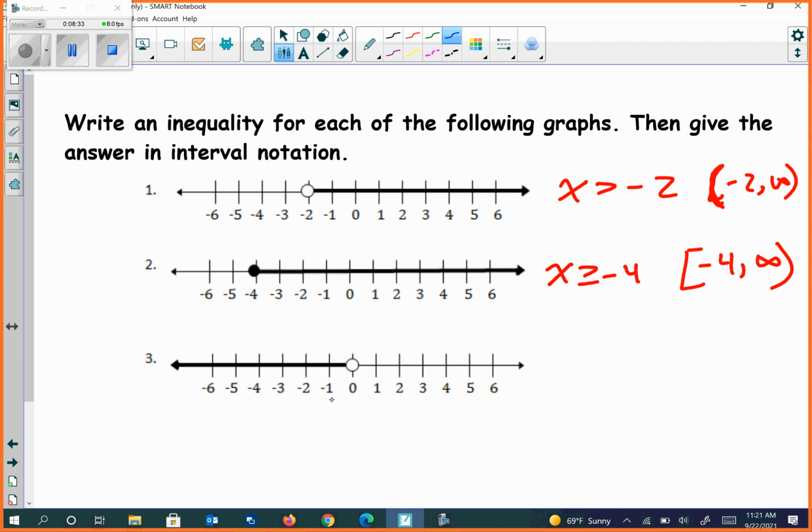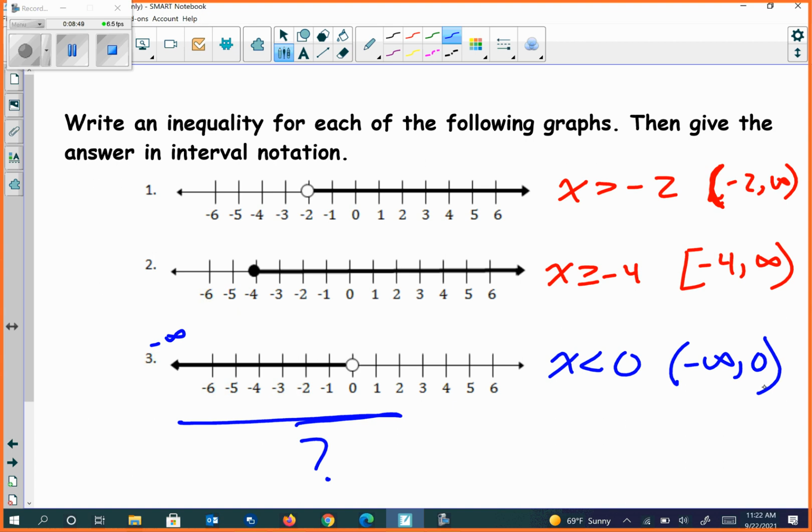This one looks a little bit different. Let's think about this one. I want values that are less than 0. So we have to realize negative infinity is to the left. So read it left to right, the number line. Negative infinity to 0. 0 is a soft bracket because we didn't have a solid dot.